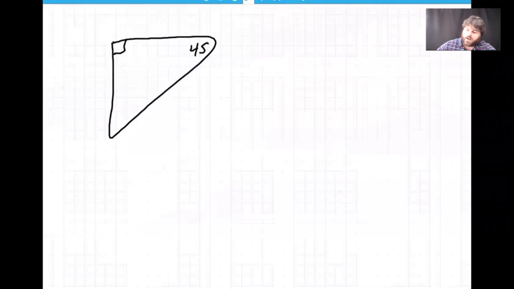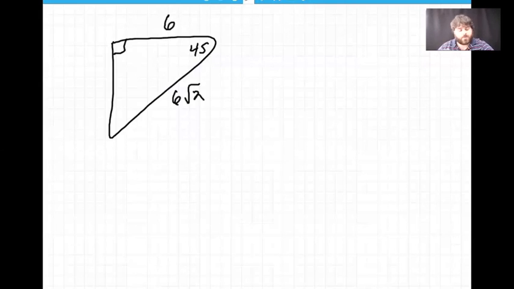All right, I've got a 45, 45, 90 triangle, and I know that this is 6 square roots of 2. Well, this is the same thing: 6 square roots of 2 divided by square root of 2, which is just 6. And that's just 6.